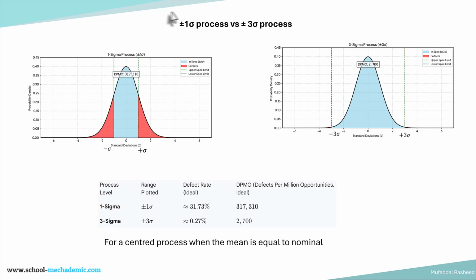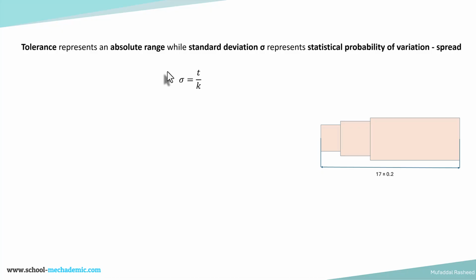So that's the difference. It is important to differentiate between the terms tolerance and standard deviation. Tolerance represents the absolute range, which is nothing but the range between the upper limit and lower limit, whereas standard deviation is related to the process. Standard deviation represents the statistical probability of variation, which is nothing but the spread of the process. So tolerance can be different for different specifications manufactured based on a process, but the standard deviation for the process remains the same.